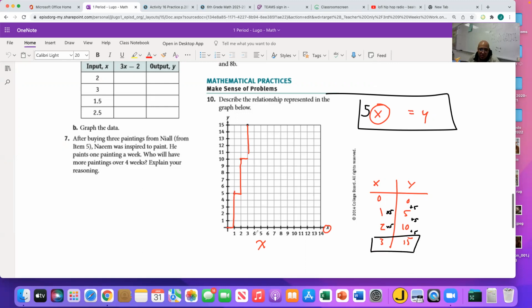That is how I use the graph. I simply, wherever the x is, you put the y. X is 1, right here, y is 5, good. X is 2, y is 10, got it. X is 3, y is 15, got it. So that is how I figure out the relationship just by looking at the graph.